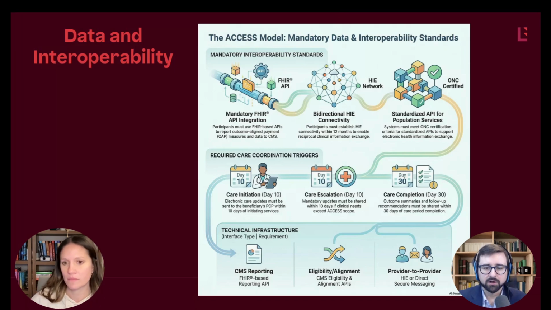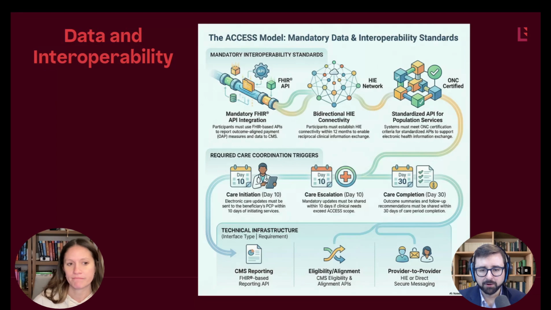So within 10 days, organizations have to report initiation of care to a referring clinician. If there's a need to escalate care to an outside clinician based on information that's been gathered, that has to be reported within 10 days. And within 30 days of care completion, you have to provide reporting on outcome measure performance.